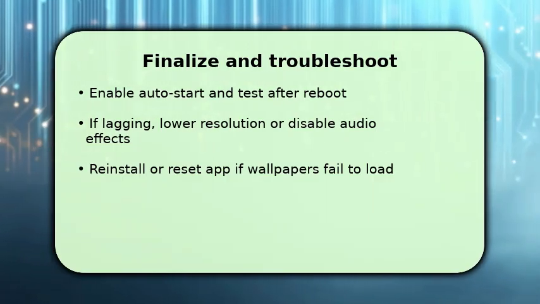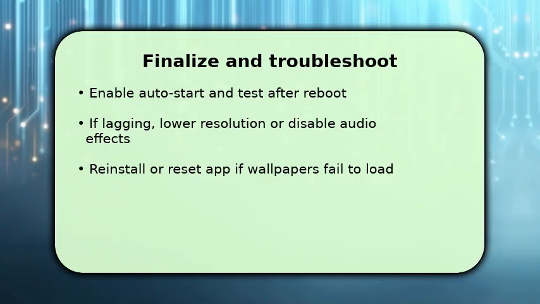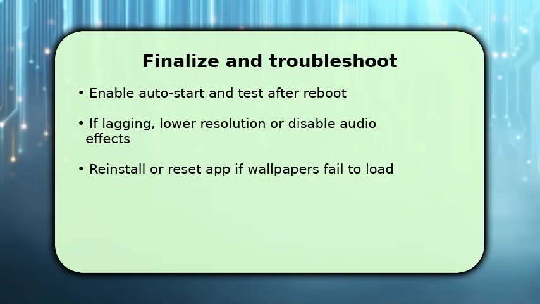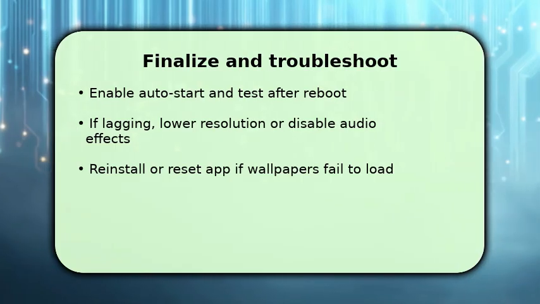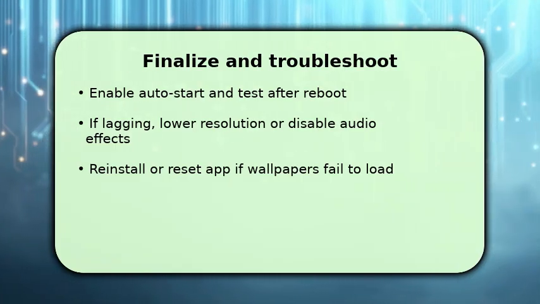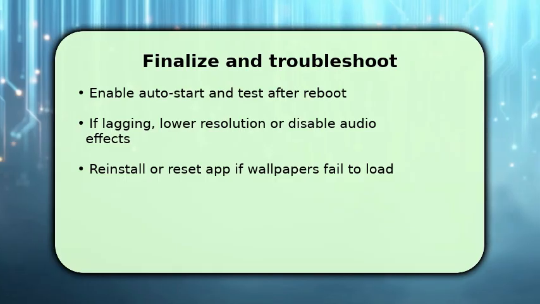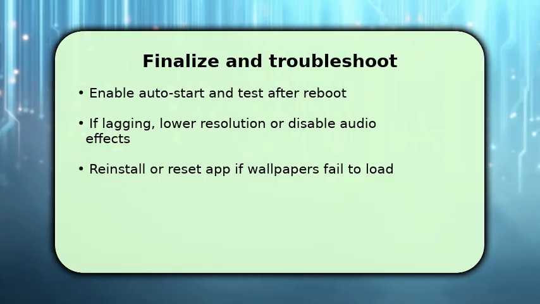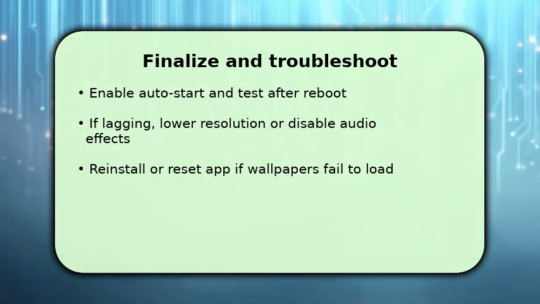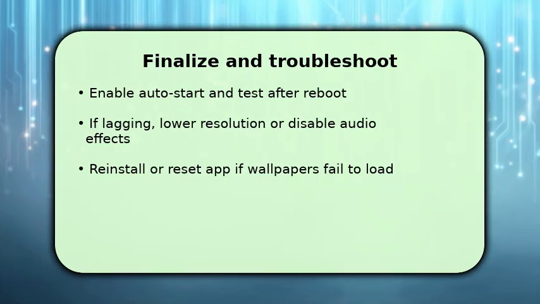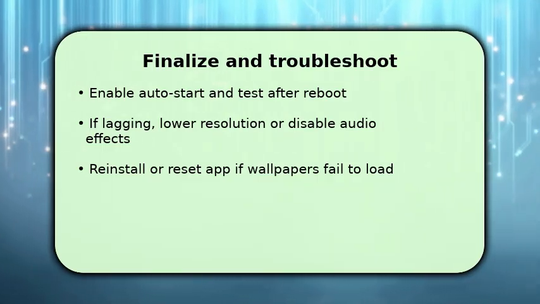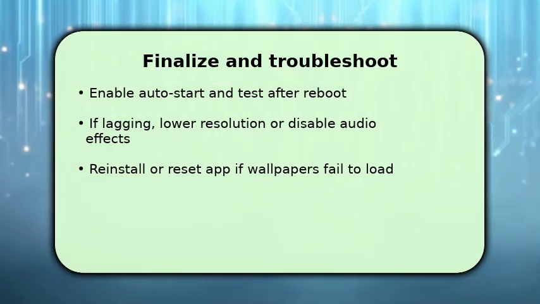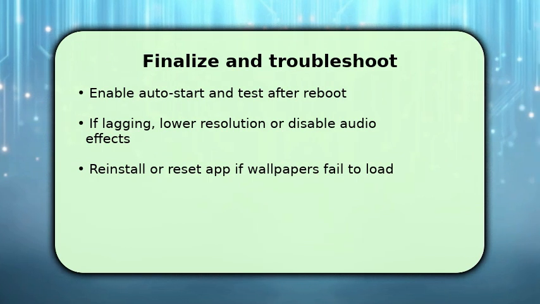If you notice stuttering or reduced battery life, make adjustments. Lower playback resolution, disable audio, or limit background CPU. For display issues, update graphics drivers and check app permissions. If wallpapers won't load, clear the app cache, re-import the file, or reinstall the app. One key tip: if nothing works, try running the app as administrator to resolve permission-related failures.